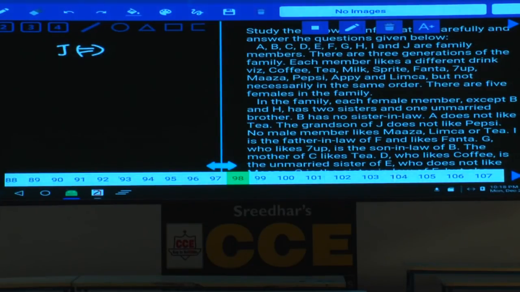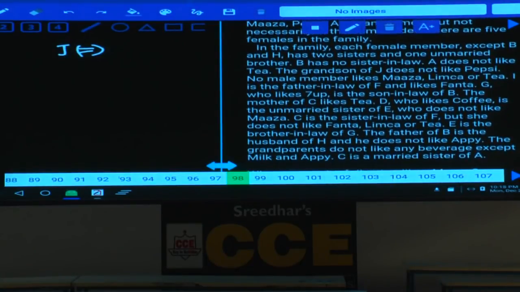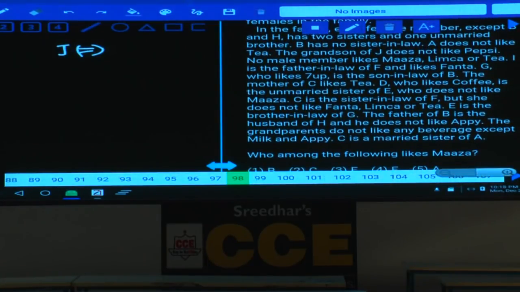Then A does not like tea. The grandson of J does not like Pepsi. No male member likes Maaza, Limca or tea. Hence who likes Maaza, Limca and tea? Maaza, Limca and tea. Now these 3 beverages should be liked by females. Then Limca or tea.